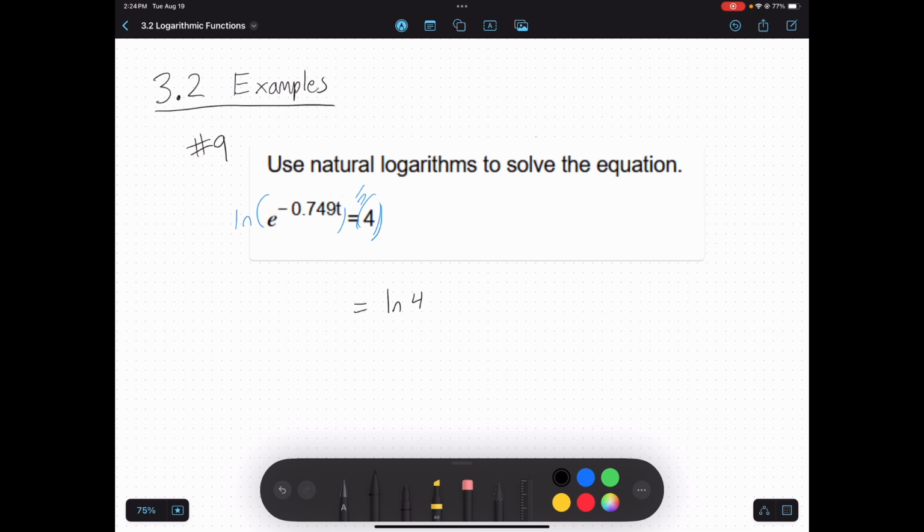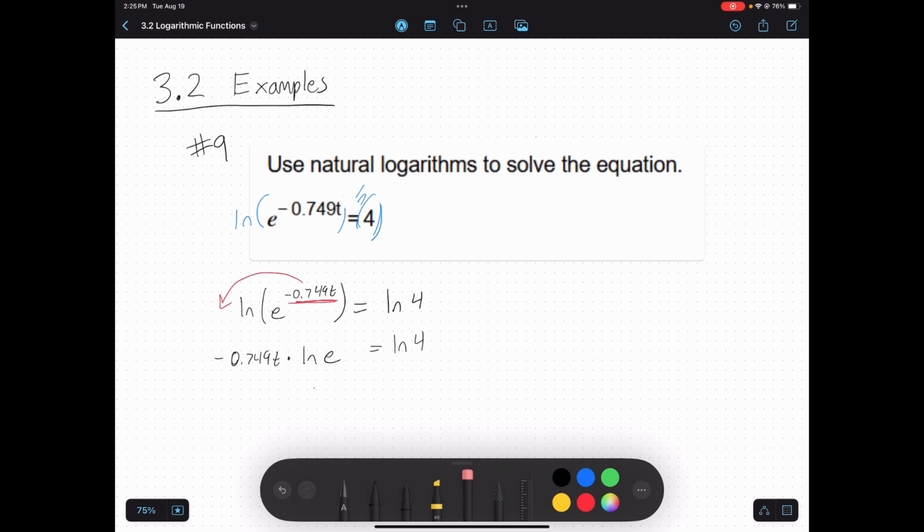But the left side, I'm left with natural log, or log base e, of e to the negative 0.749t. Now, a couple different ways I can go about it from here. First of all, I could recognize that because I have log base e of e raised to a power, these can just cancel, and I'm left with negative 0.749t, and I can just solve from there. But if we have a hard time seeing that, I can also use my log property number 5, which of course tells me that if I have a logarithm of a value raised to a certain power, that I can bring that power outside. And that leaves me with negative 0.749t times the natural log of e.